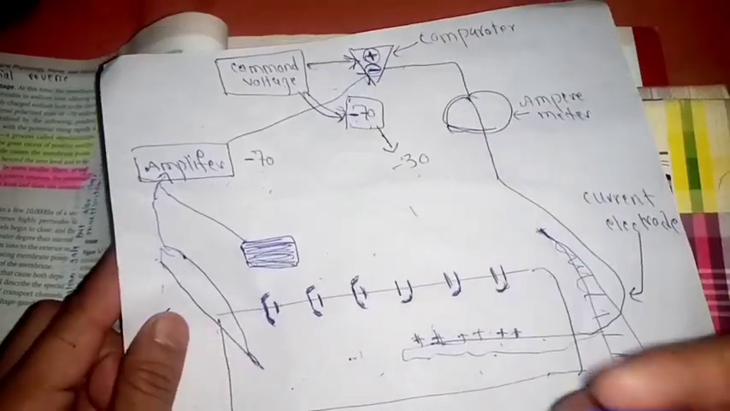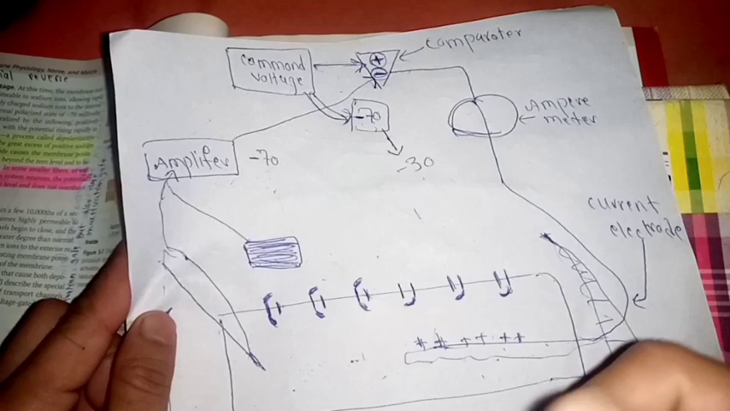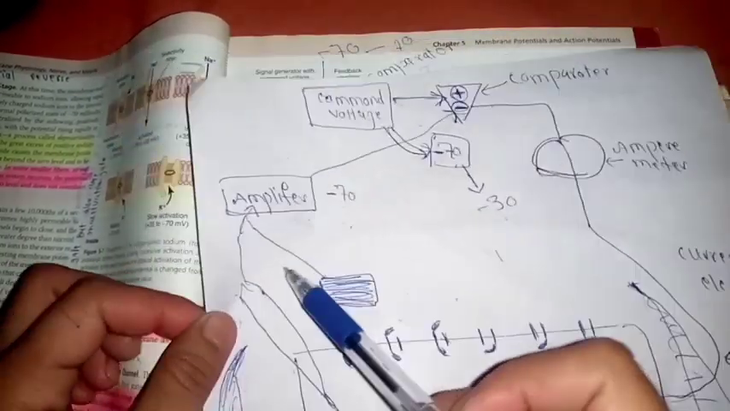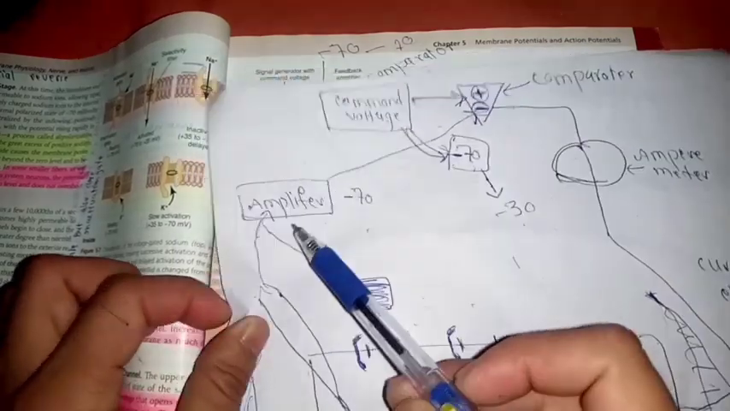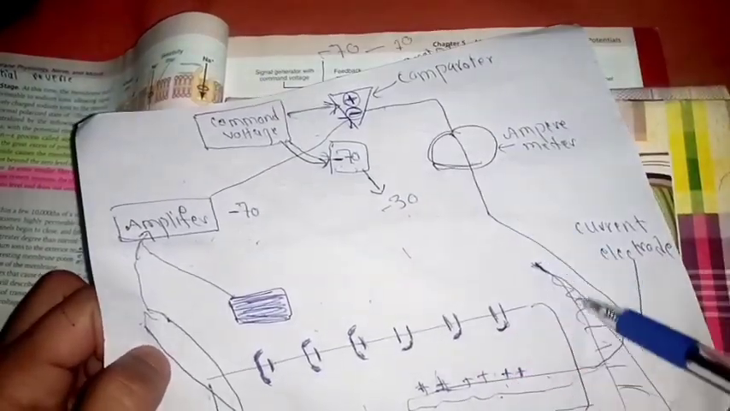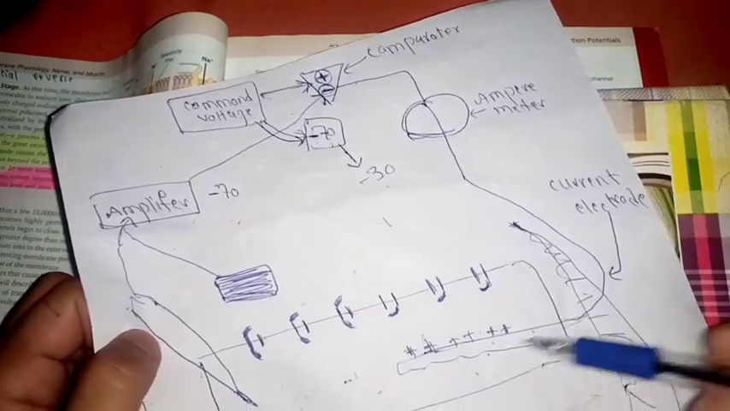Now we will discuss in more detail the principle of the voltage clamp method. This is the reference electrode. This is the recording electrode. We have discussed that the reference electrode and the recording electrode are used for measuring the membrane potential. The ampere meter is used for measuring the current which is passing through the current electrode.